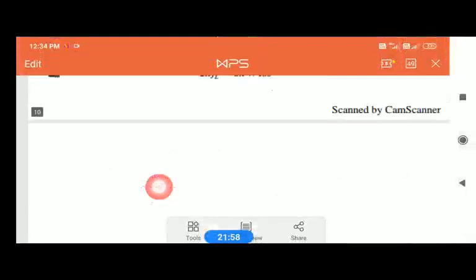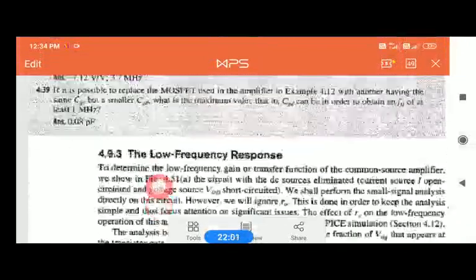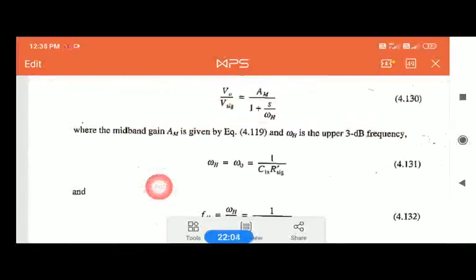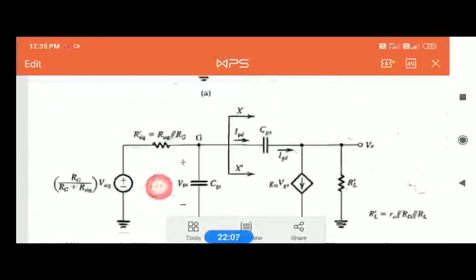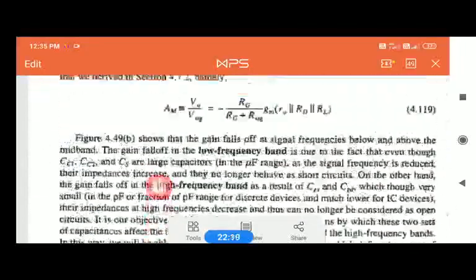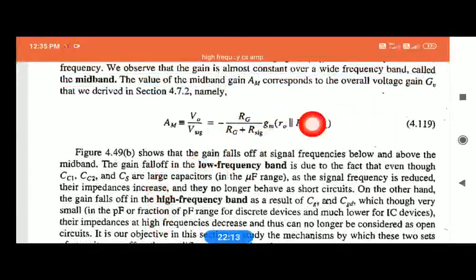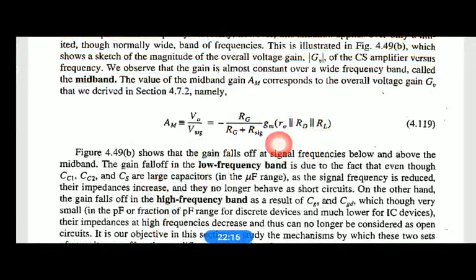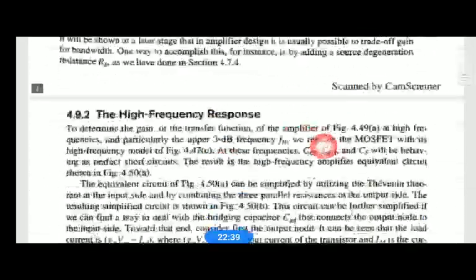First you calculate AM, using the formula for AM. We saw in a previous session what the formula for AM is. The formula for AM is given here. R0 is not given in the problem, so you neglect R0, take it as infinite, and take Rd parallel RL only. Rg is given, Rd is given, RL is given, R signal is given, Gm is given, all of that you equate, and you calculate the AM.